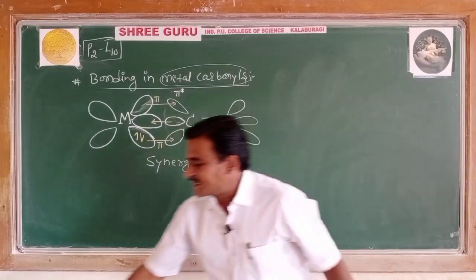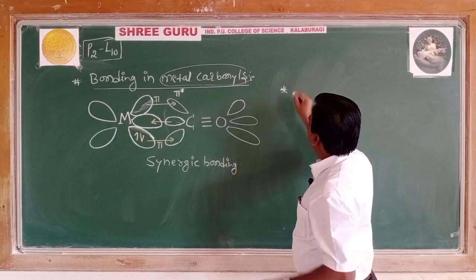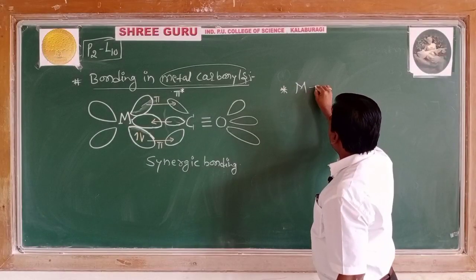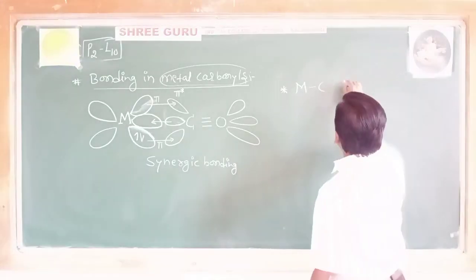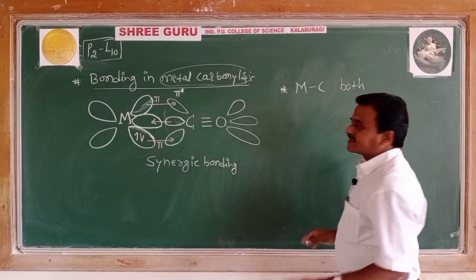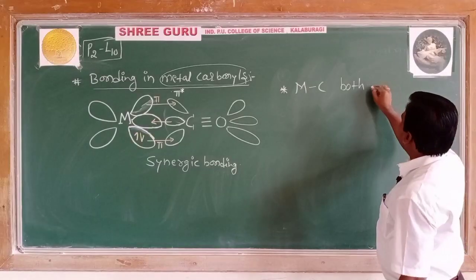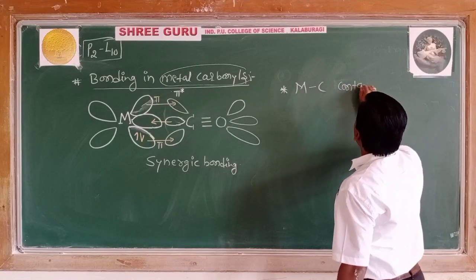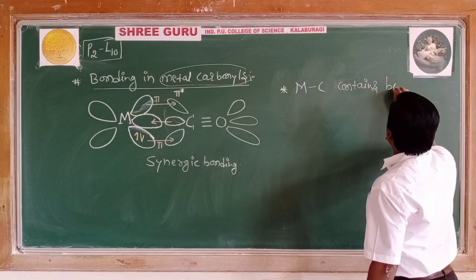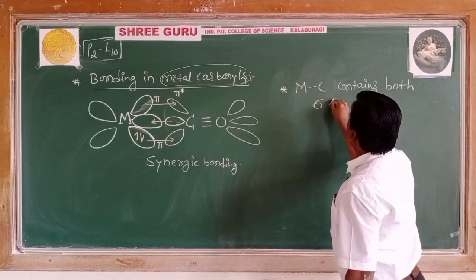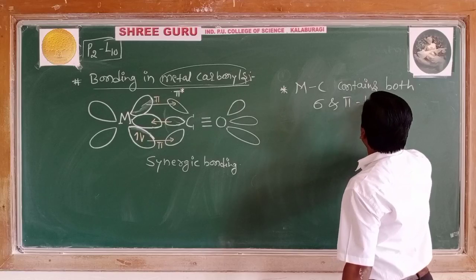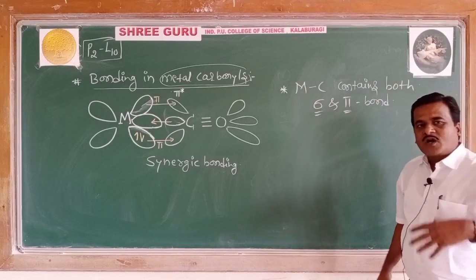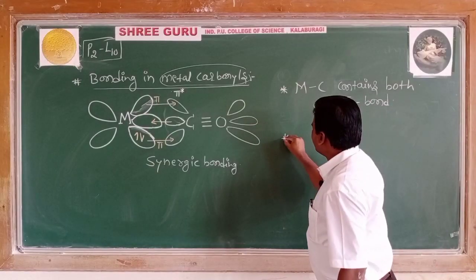See, metal carbonyls contain, I can write, both sigma and pi bonds. They contain both sigma bond as well as pi bond. So how do we come to know about the formation of a sigma bond?